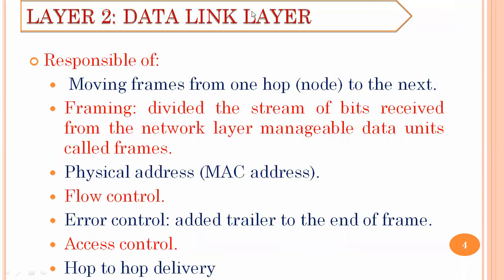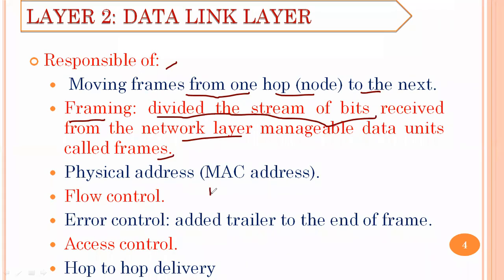Okay, so next is the data link layer. It is responsible for moving frames from one hop to the next, one node to the next node. Basically, the data link layer deals with the frames at the sender side as well as the receiver side. So now let's understand what a frame or framing is. It will divide the stream of bits received from the network layer into manageable data units.